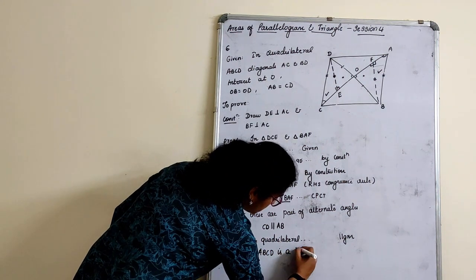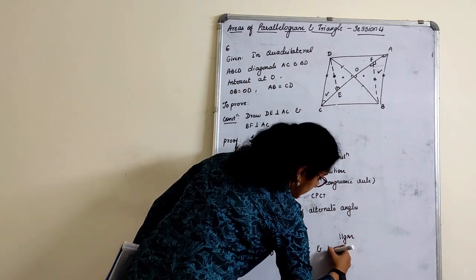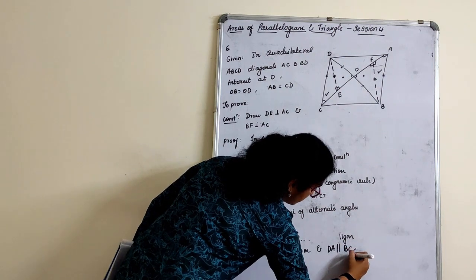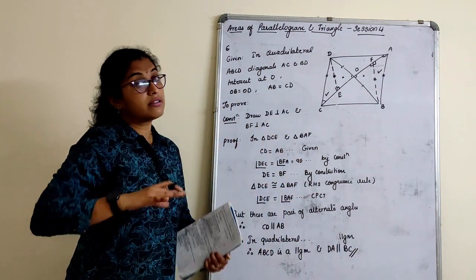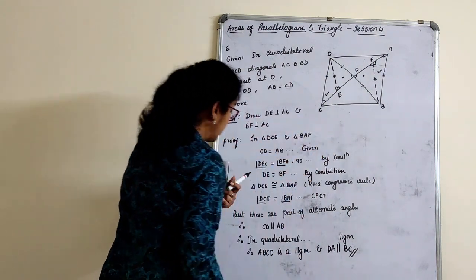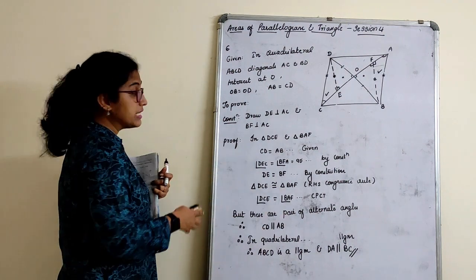ABCD is a parallelogram and DA is parallel to BC. We proved actually the third part here directly. Now is this very clear? Okay. Now let's concentrate on the next part what we have to prove. So I will just erase this.